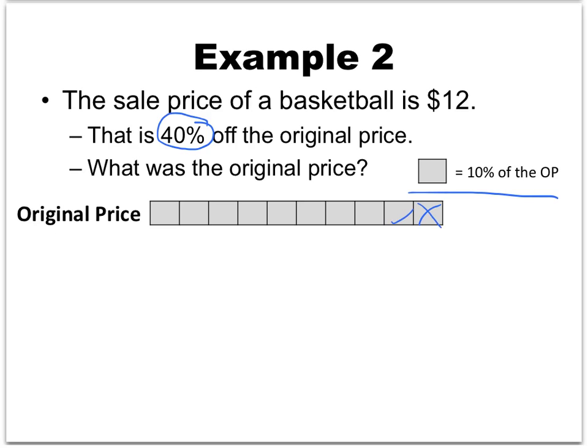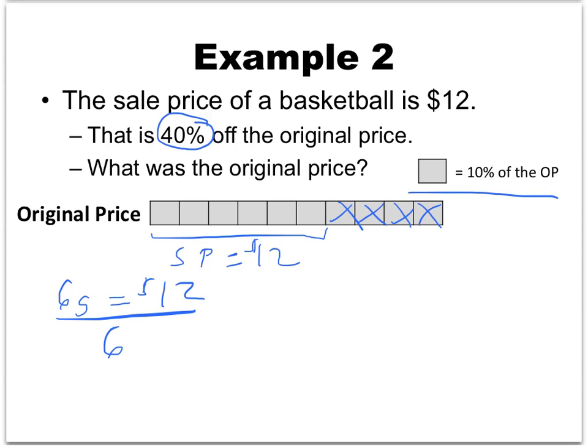So if we X out 4 of these boxes here, what's left, these 6 groups, is going to be the sale price. So our sale price equals $12. So let's figure out how much money is in each one of those groups. We're told that 6 groups here equals $12. So let's divide both sides by 6. And so one group is going to equal $2. So now we know how much money is in each one of those groups.